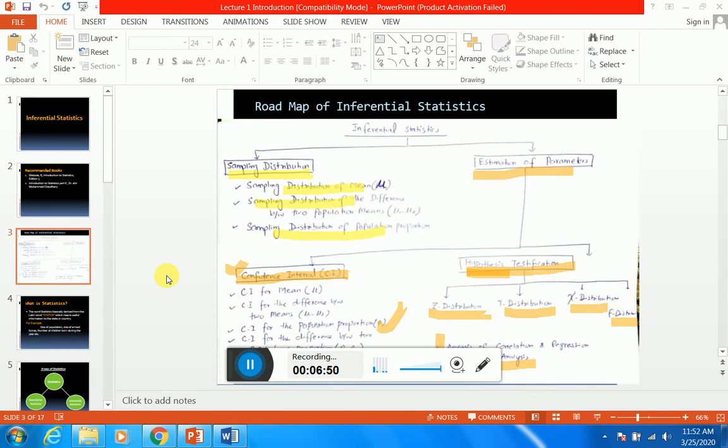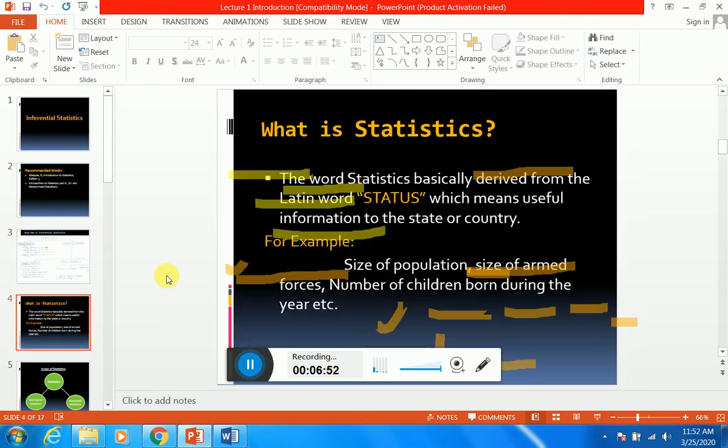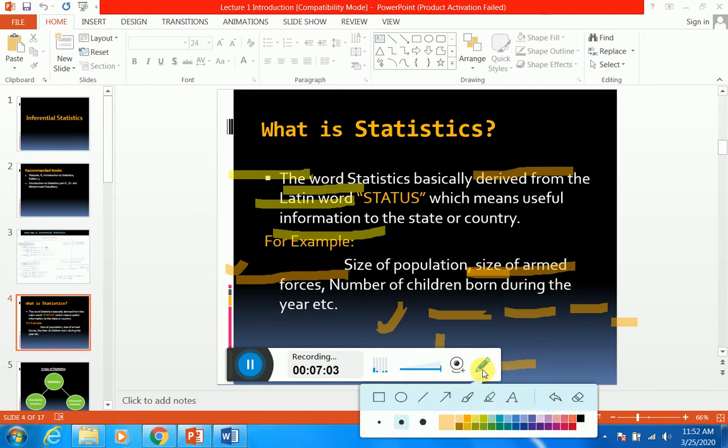Dear students, now we move toward the first topic, and that is statistics. What is statistics? Already we have explained what statistics is.